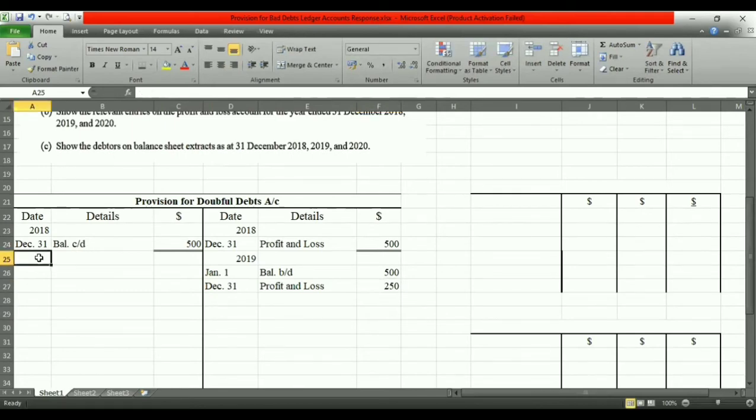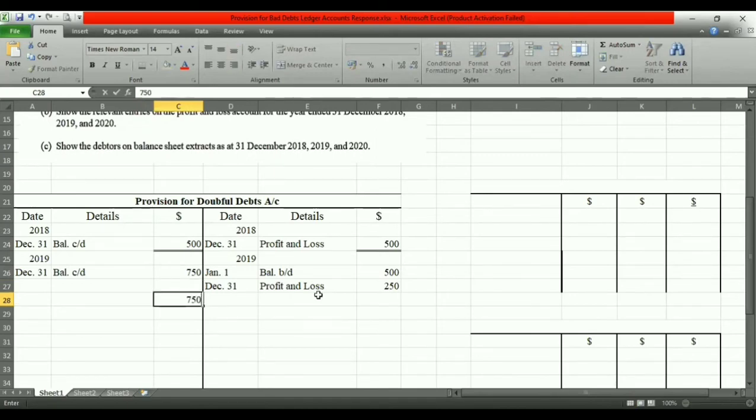No more entry for 2019, so we're going to proceed to balance off. That's December 31st. Our details, balance carried down, and the amount is $750. That's what we need to make both sides equal. How did we arrive at the $750? Below the double underline, we have 500 and we have 250. You add those two figures together, you get 750. Nothing was on the credit side, on the debit side, sorry. So therefore, what we need to balance off is 750.